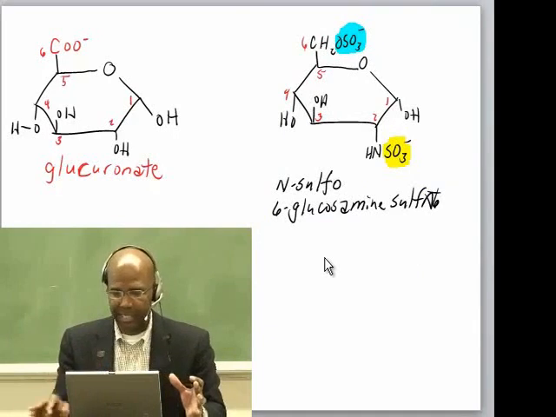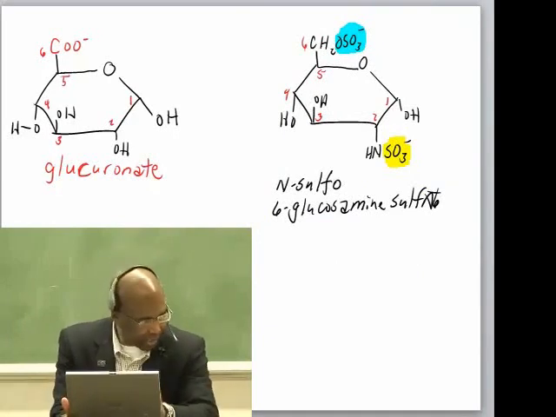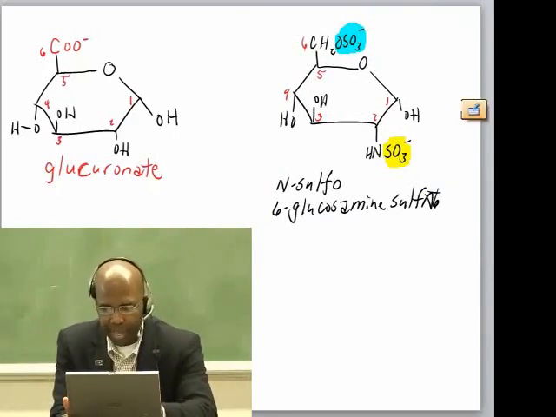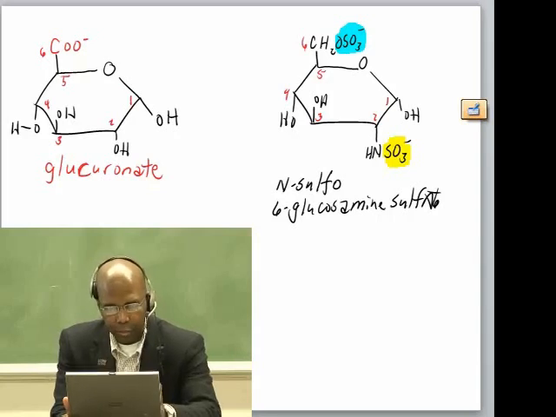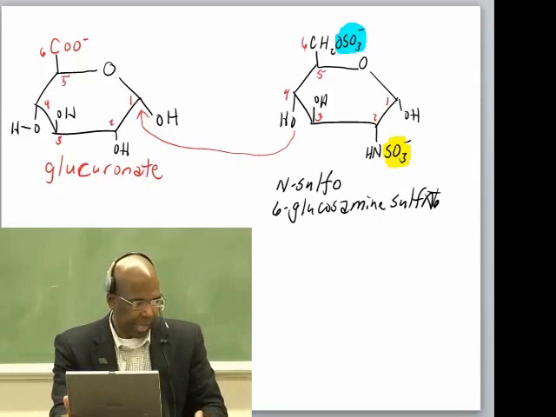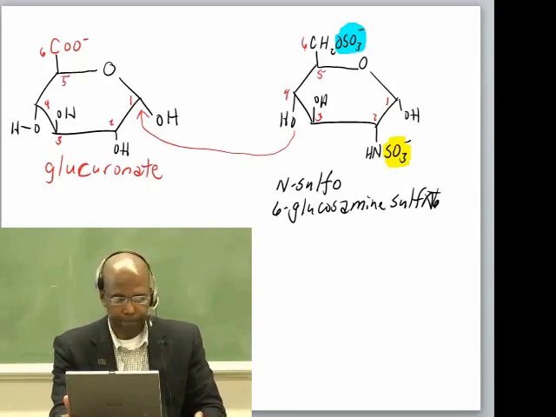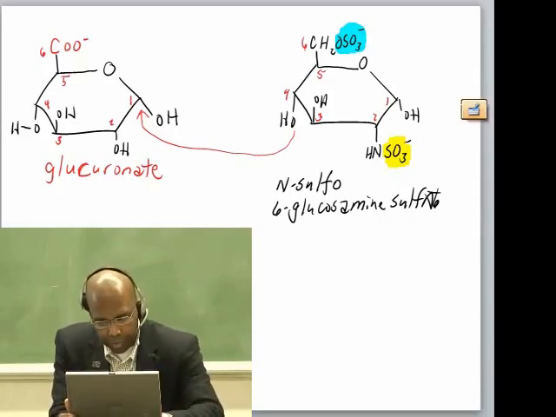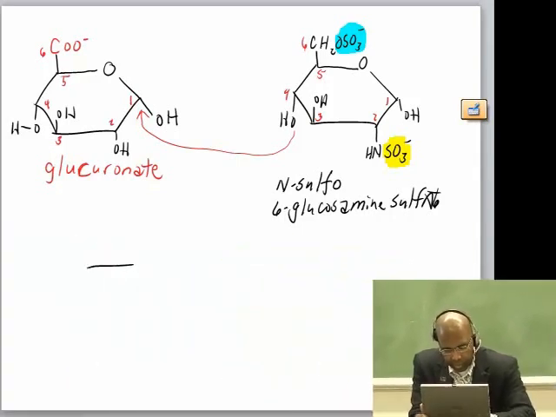Basically what's going to happen, and again, it's going to be a glycosidic bond, is this O here, the 4-O, is going to attack the anomeric carbon. And now I'm going to just draw the product. And you know what this is, but you'll find out in just a second.